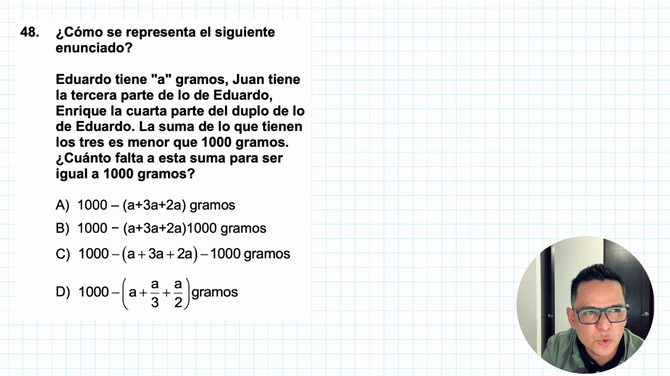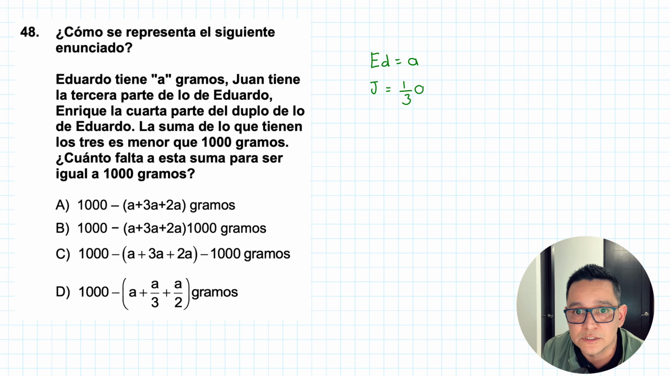Okay, it's a bit confusing, but we can solve it, right? Let's see. I'm going to say that Ed, which will be Eduardo, is equal to A. So what Eduardo has, then it says Juan, let's put a J. He has a third of what Eduardo has, but Eduardo has A, so Juan will have a third of A. Then it says Enrique. The fourth part of twice what Eduardo has is Enrique. It's equal to the fourth part of the double.